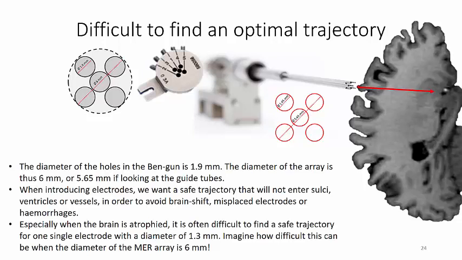Especially when the brain is atrophied, it is often difficult to find a safe trajectory for one single electrode with a diameter of 1.3 millimeters. Imagine how difficult this can be when the diameter of the microelectrode array is 6 millimeters.